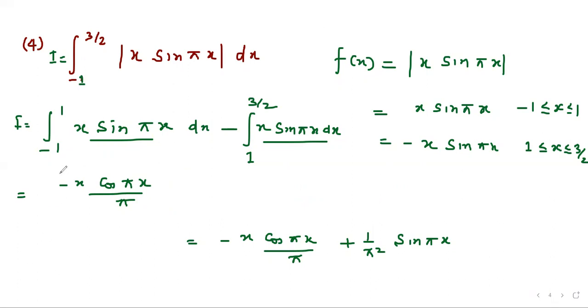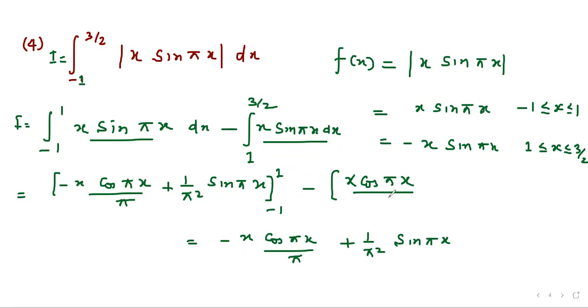We must write the complete integral for the first. So this is plus 1 upon pi square sine pi x, and its limit is minus 1 to plus 1. And then for the second one, minus sign outside. Again, we have to copy this: x cos pi x divided by pi plus 1 upon pi square sine pi x, limits 1 to 3 by 2.